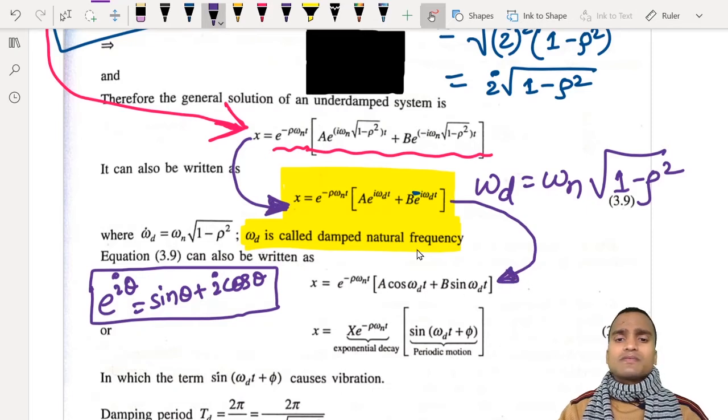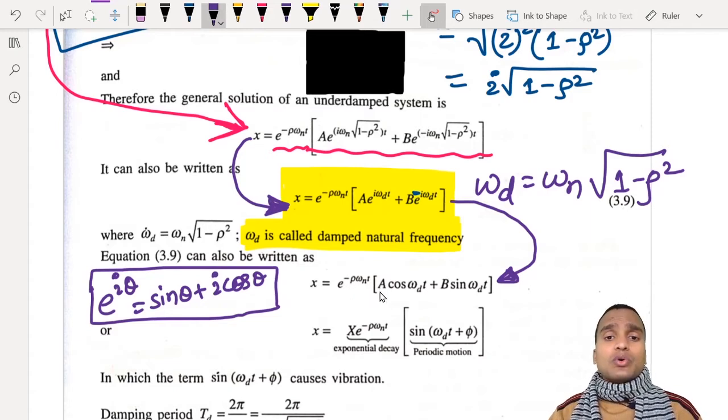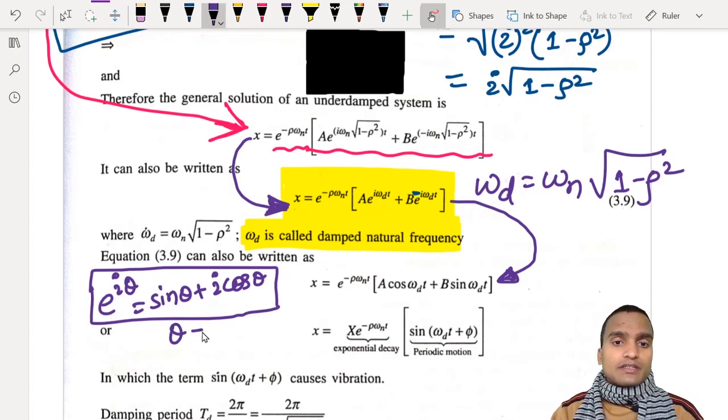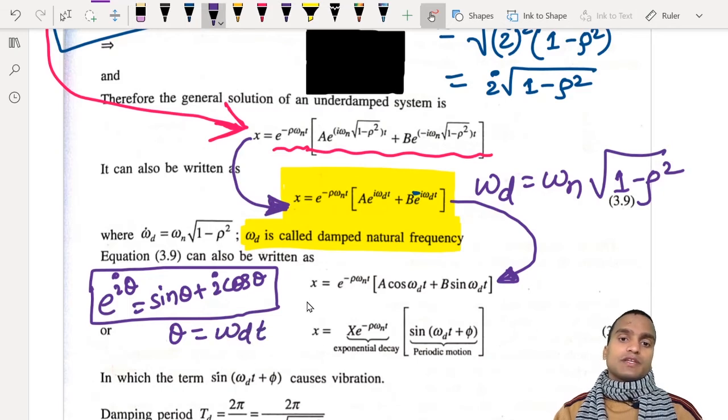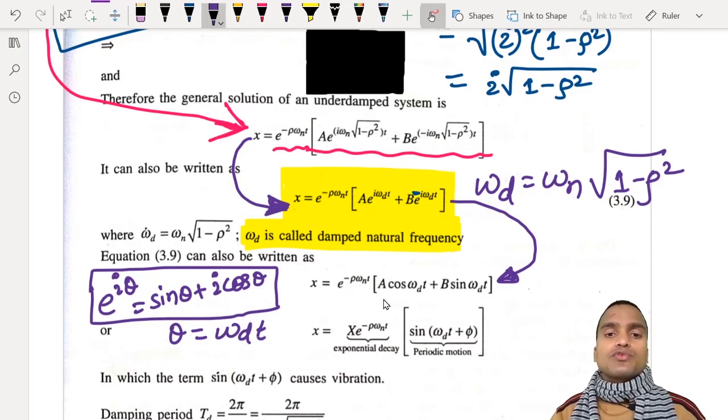How is it arranged? It is very simple. We have done the same thing again here. We have written x is equal to e to the power minus rho omega n t into a multiplied by cos omega d t. Here theta is equal to omega d t. In our case theta is omega d t, so it is written as a into cos omega d t plus b into sin omega d t. Other terms will cancel out each other.